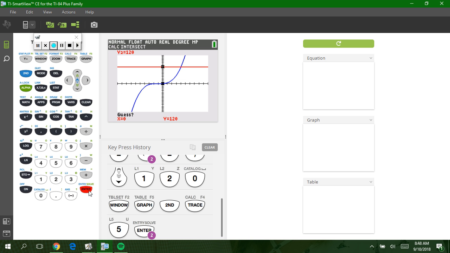4. So what's the next number? 5. What's the next number? 6. Does 4 times 5, what's that? 20 times 6? Does that equal 120? Do those 3 consecutive integers' product equal 120?